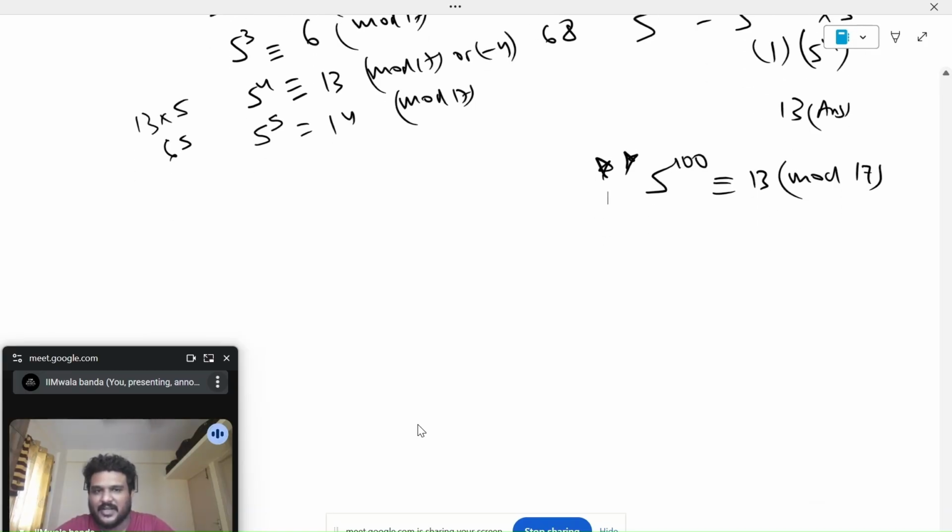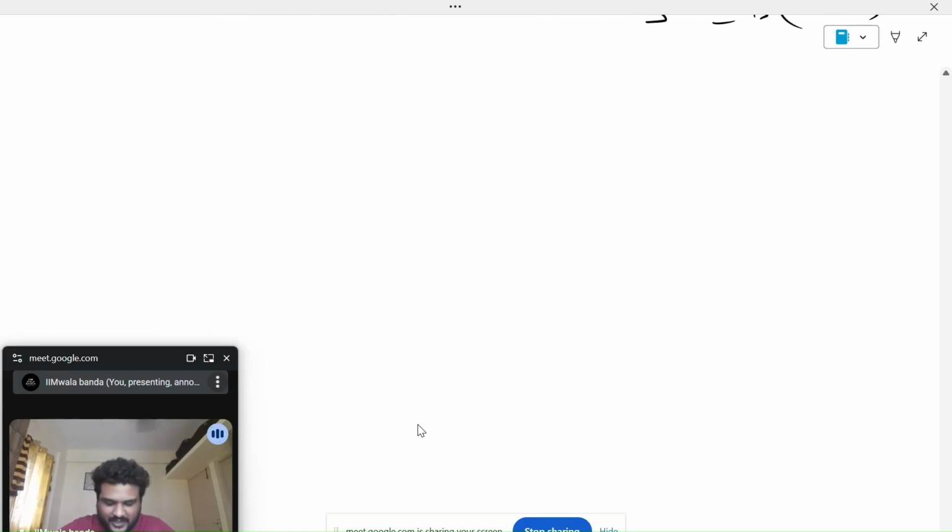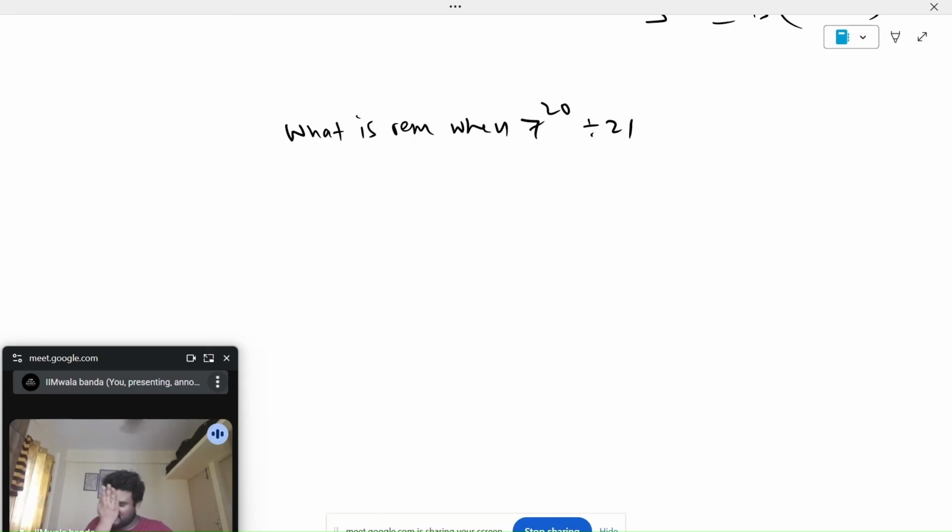You are able to understand and appreciate Euler. Let's take another example. What is the remainder when 7 to the power 20 is divided by 21? Again, let's do Euler. No. Why? 7 and 21 are not co-prime. So can't use Euler.